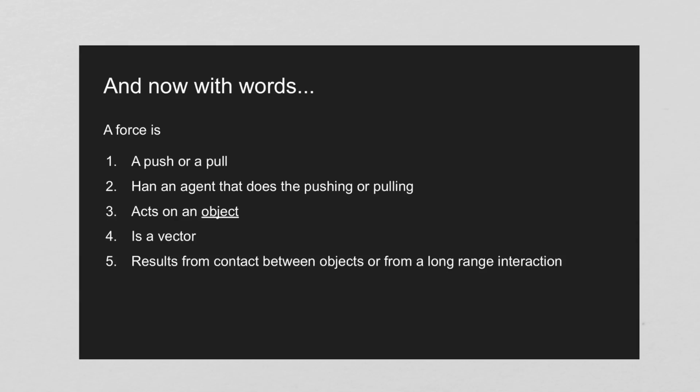And now let's talk in words because words are great. So a force is just a push or a pull. All right, something has to do the pushing or pulling, and you have to push something or pull something. It is a vector. That's very important. So it's got a direction and a number, and it results either from a contact or from a long-range interaction. We'll talk about field forces like gravity, and we'll talk about contact forces like if a spring's pulling or people are pushing.